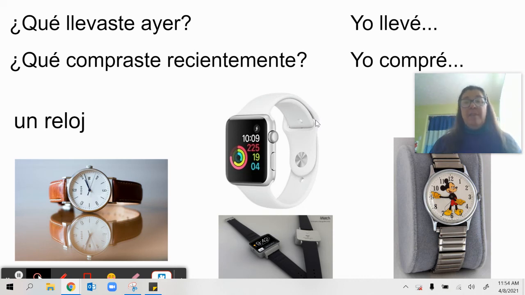Reloj. Yo llevé un reloj ayer. ¿Qué compraste recientemente? ¿Compraste un reloj? Yo no compré un reloj. No compré un reloj.